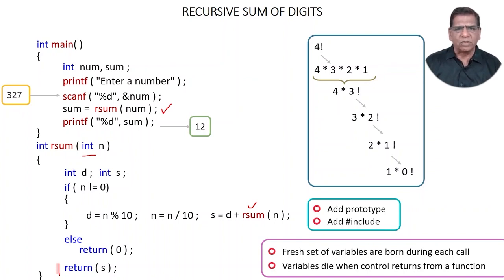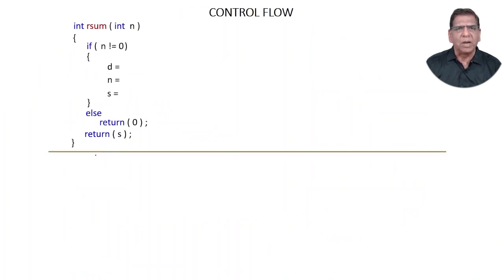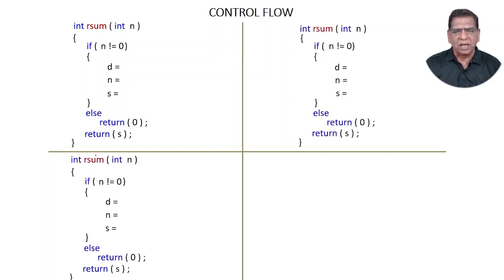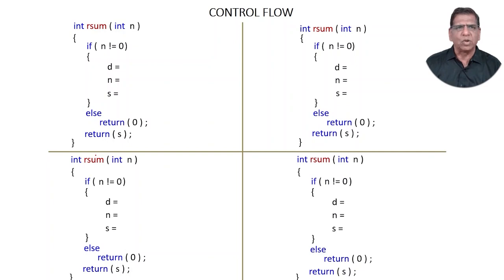Final outcome, of course, is 12. We want to understand how we get the sum of digits of 327 as 12. To do so, all we need to do is make multiple copies of this rsum function. First copy, one more copy, yet another copy, and still one more copy.